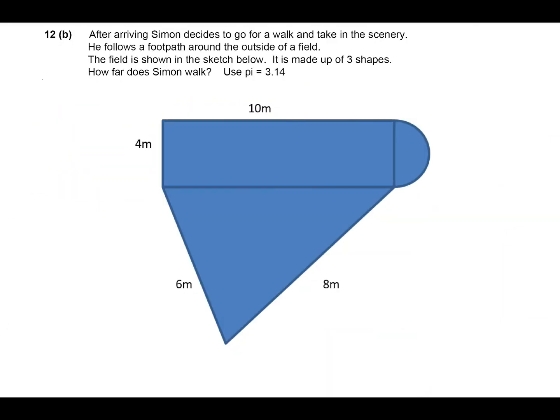Question 12b. After arriving, Simon decides to go for a walk and take in the scenery. He follows the footpath around the outside of the field. The field is shown in the sketch below, and it's made up of 3 shapes. How far does Simon walk? Use pi as 3.14. So whenever we do perimeters, the outside of the field, we pick a starting point and we walk around and fill in the blanks. So we've got 10. We need to work out this half of a circle. We've got 8 down here. We've got the 6 along there, and then we've got 4 to take us back.